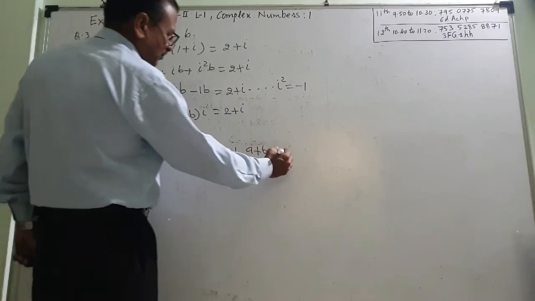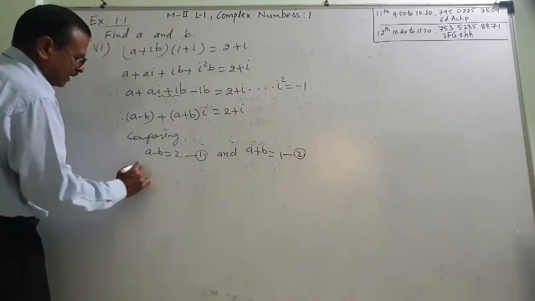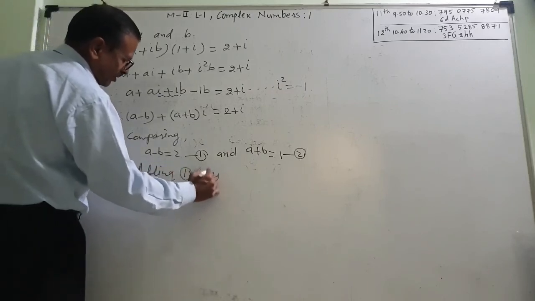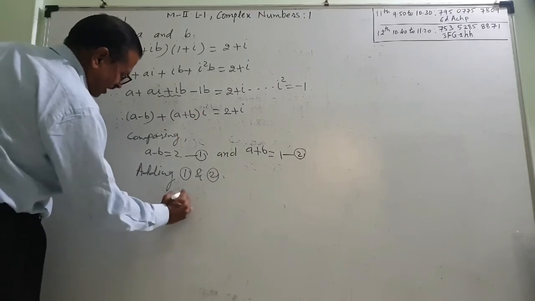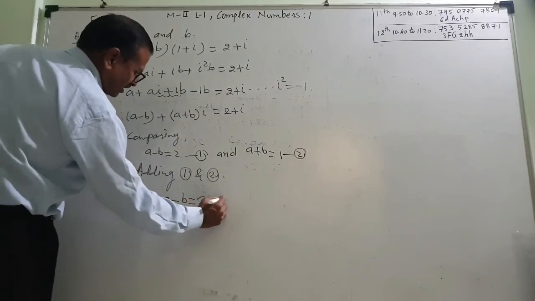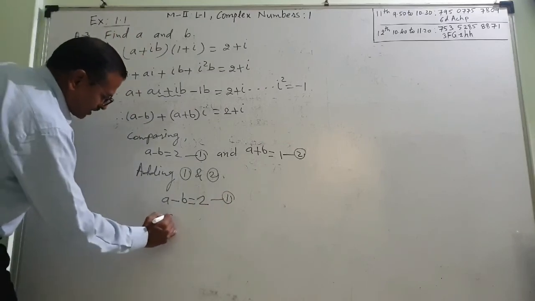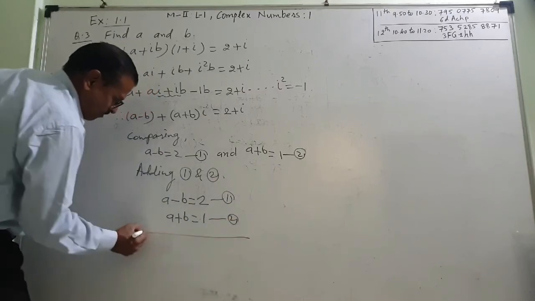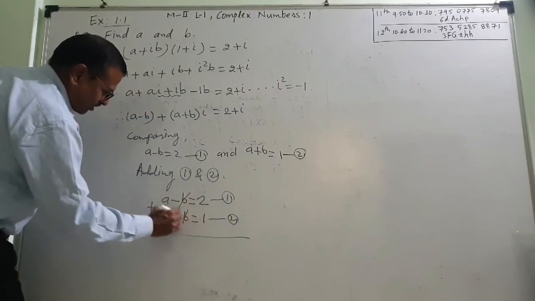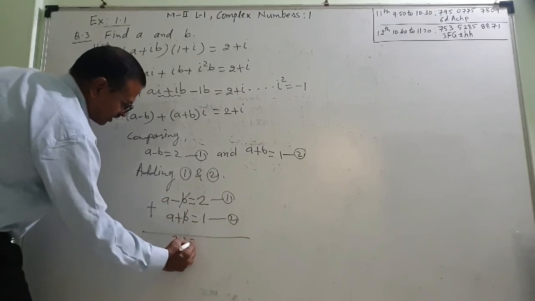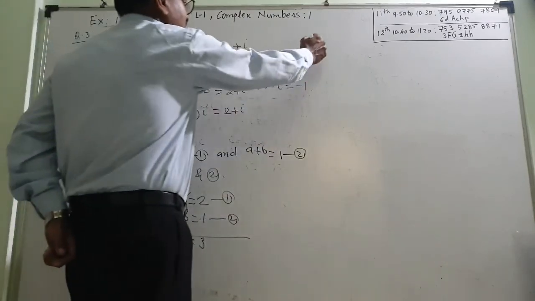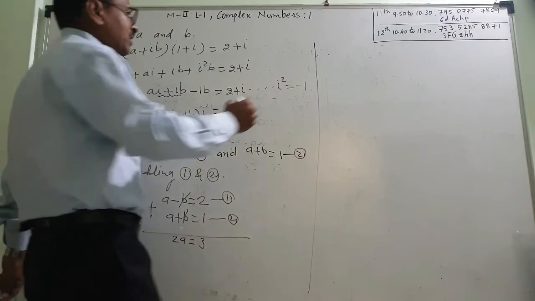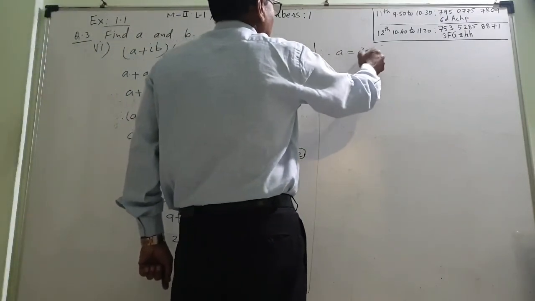Now adding equation 1 and equation 2. a minus b is equal to 2, this is number 1. a plus b is equal to 1, equation number 2. I am adding them, b cancels. 1a plus 1a is 2a, is equal to 2 plus 1, which is 3. Therefore this 2 will go down, so a is equal to 3 upon 2. This is one part over.